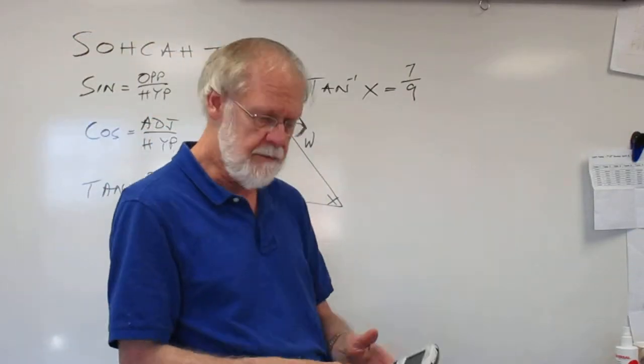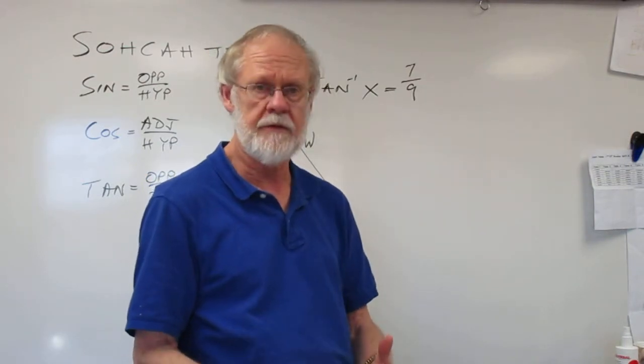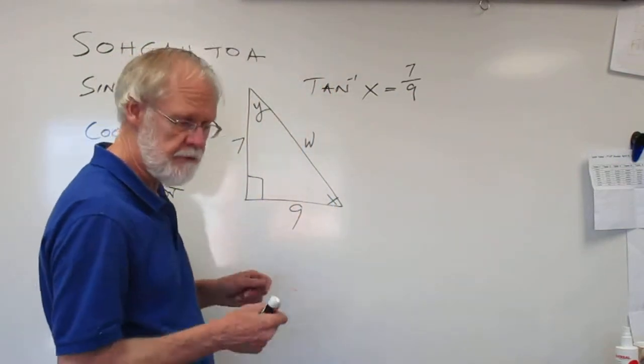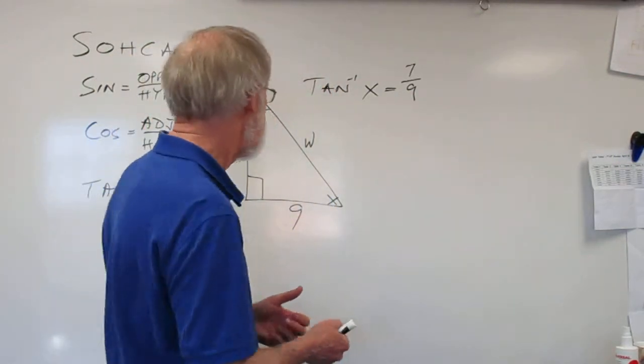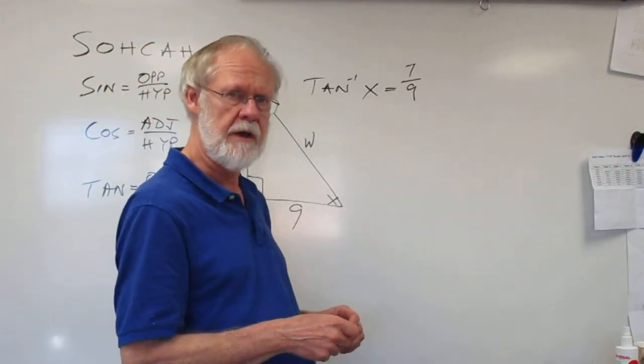So each time you are looking for an angle measure, you are going to use the second button. If you're looking for a side length, you go straight to sine, cosine, and tangent. And if you're looking for an angle measure, you go second and then sine, cosine, or tangent.